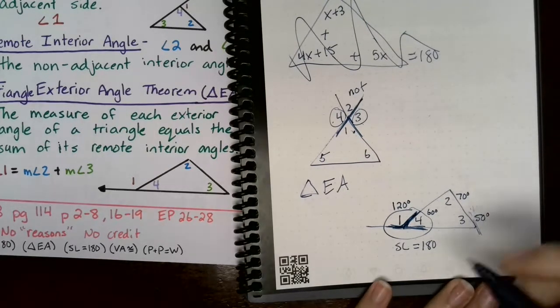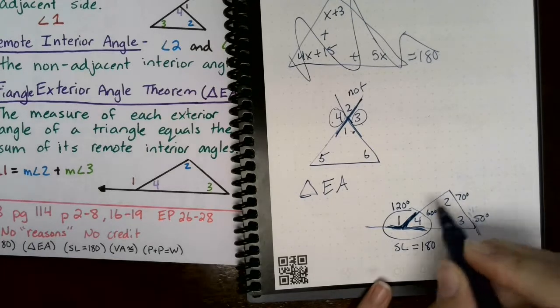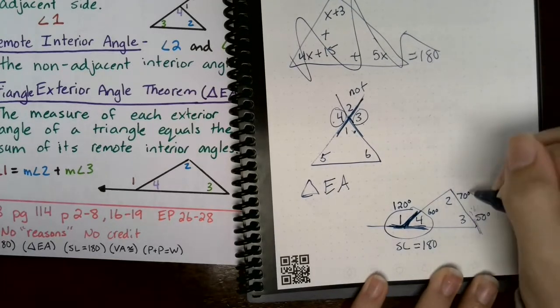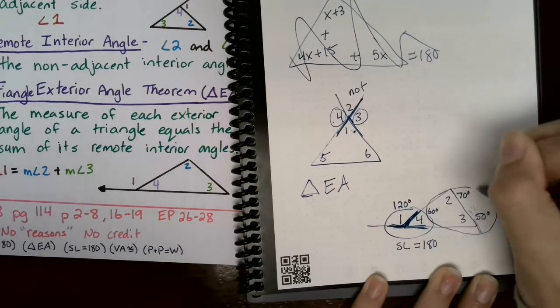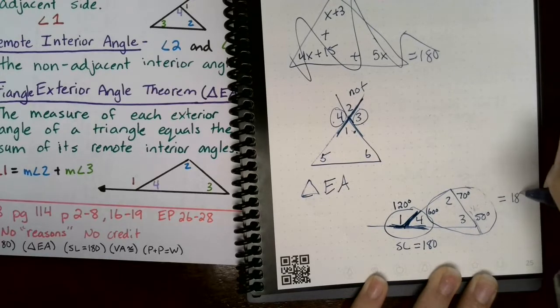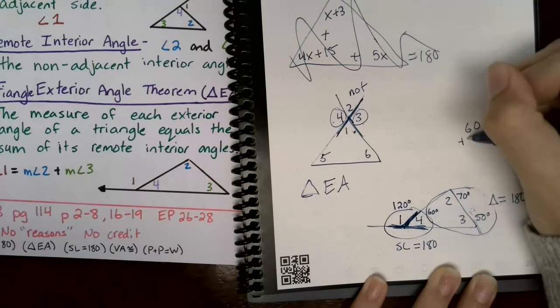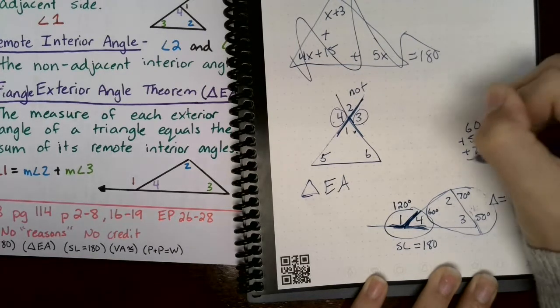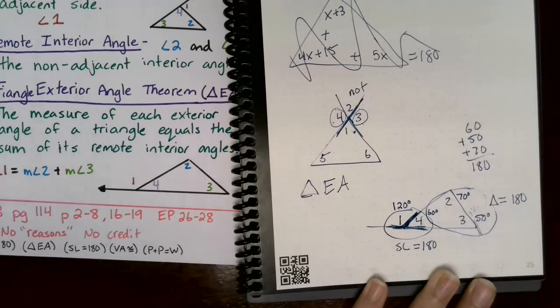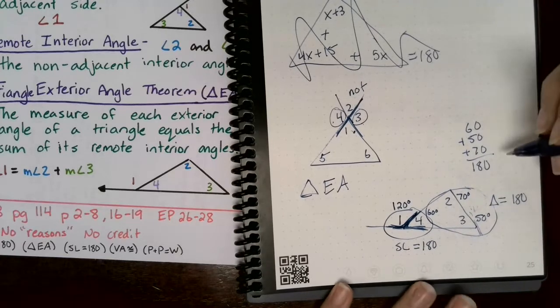degrees. Now we know that triangles equal 180. So this is, these three equal 180 because it's a triangle. And we know 60 plus 50 plus 70 would give us 180. So that's a very important thing to note.